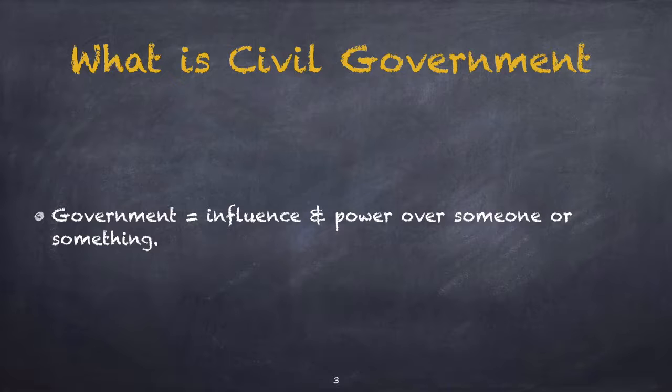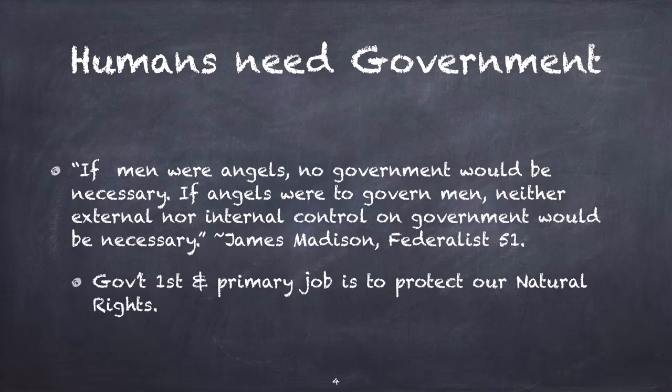Now, you don't have to write this next one down. It's a very important quote. You might want to write it down, but I'm not going to require you to. It is a fundamental premise that our government system is based on. And it describes the fundamental problem with humanity, which I think we're going to address, I don't think today, I think tomorrow. If men were angels, no government would be necessary. If angels were to govern men, neither external nor internal control of government would be necessary. James Madison, the writer of our Constitution.